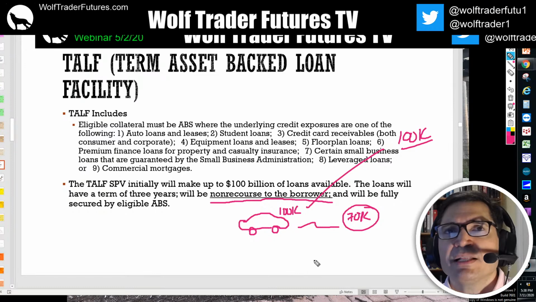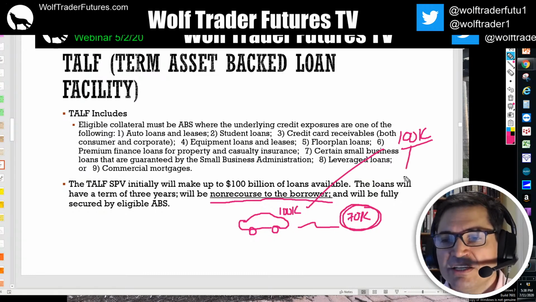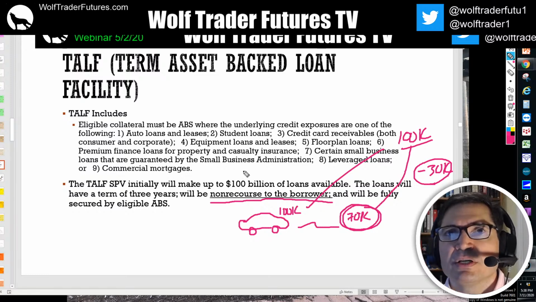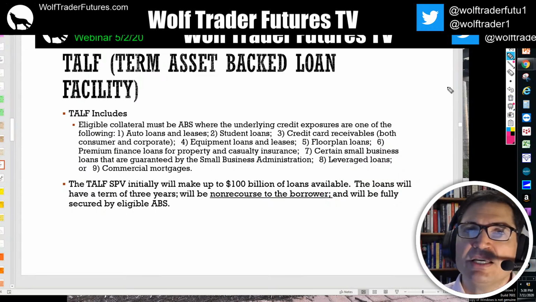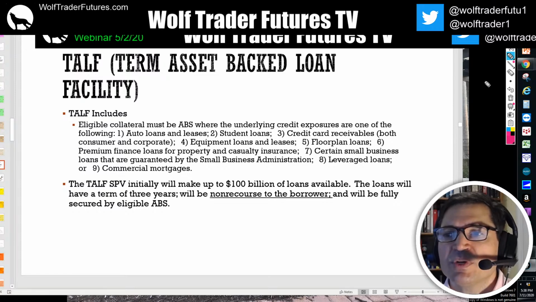If you default on that loan, the Fed cannot come back for the $100,000. They can only come back to whatever your collateral is worth. So the difference there, the minus 30,000, is the Fed's risk. Because it's non-recourse, they can't go after these borrowers for the full amount. So in that sense, it's risky. If the economy does take a downturn, then the Fed could actually lose money on that.